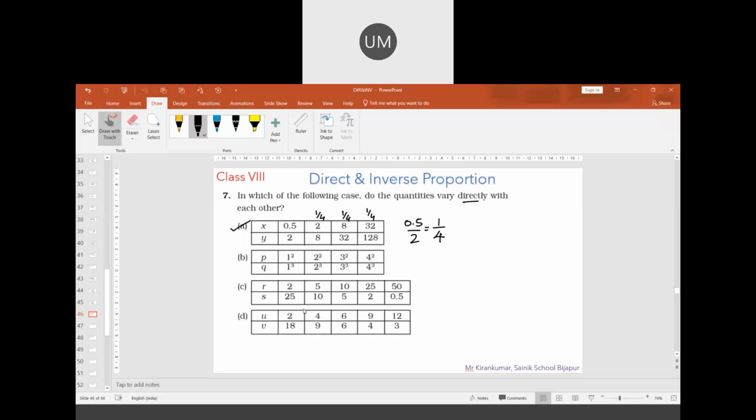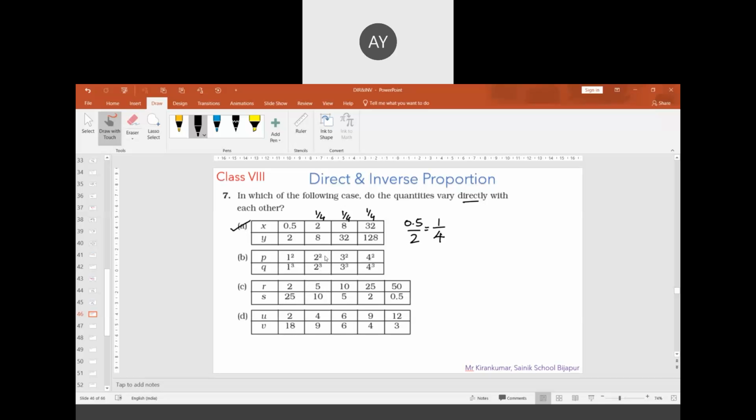What about these remaining? Do we get the same ratio here? 2 ones are 2, this is 1 by 9, this is 4 by 9. Not possible. We can't get it. In this, 2 by 25 is not divisible. 1 by 12.5, this is 1 by 2. Option 1 is inverse proportion. Sorry, 4 by 8 is 1 by 2.